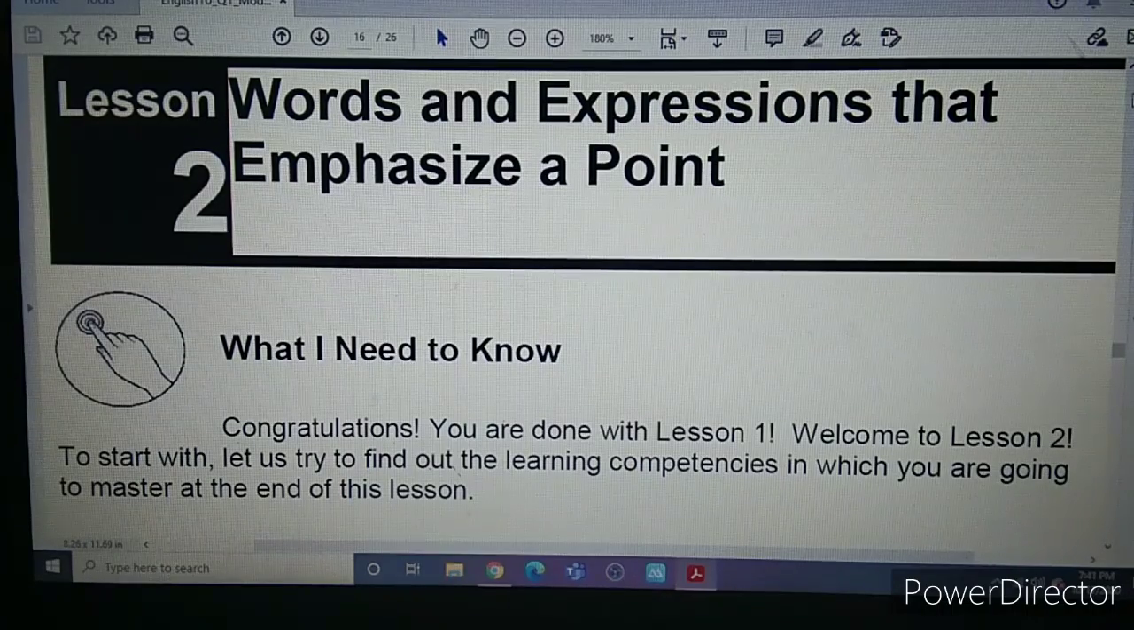So, we are now on lesson 2. Words and expressions that emphasize a point. I would like to congratulate you. You are done with lesson 1, and now I would like to welcome you to lesson 2. To start with, let us try to find out the learning competencies in which you are going to master at the end of this lesson.